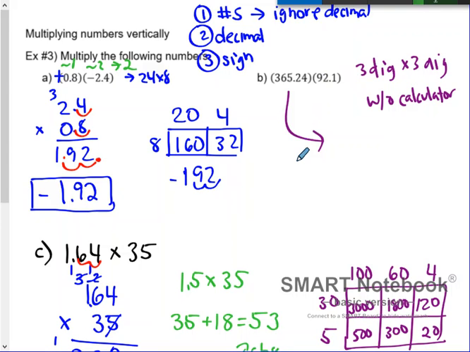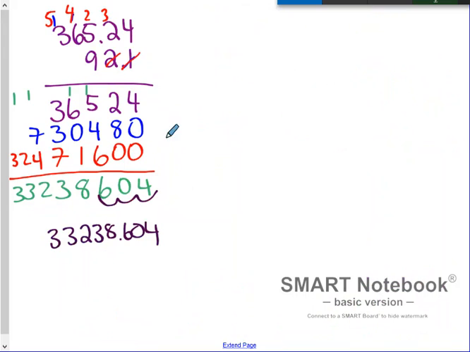So 365.24 times 92.1, and we get 33,638.604. Now you can do this vertically and area model. Of course you can do it without a calculator, but there's just a lot of mistakes that end up getting made.